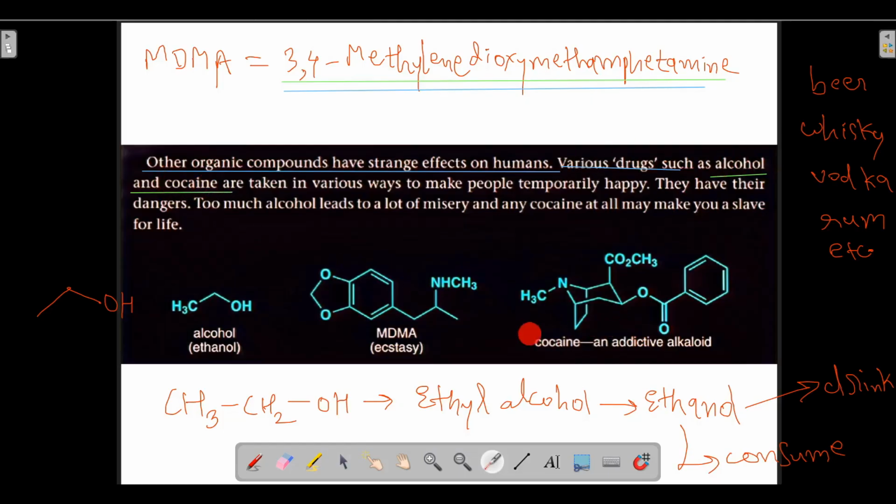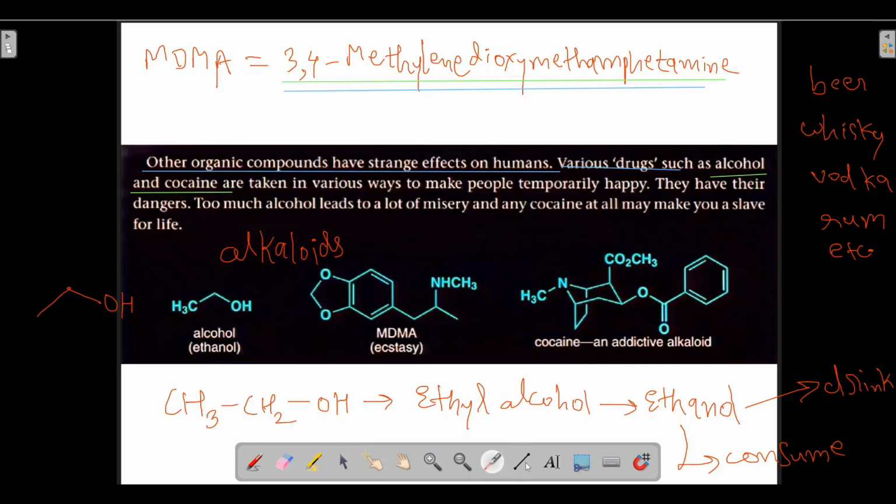Cocaine's structure is like this. Cocaine is a type of alkaloid. What are alkaloids? I have already told you in the preceding lectures, and I am not going to tell you once again. So cocaine is a type of alkaloid, an addictive alkaloid. This is the structure of cocaine. This is its structure.